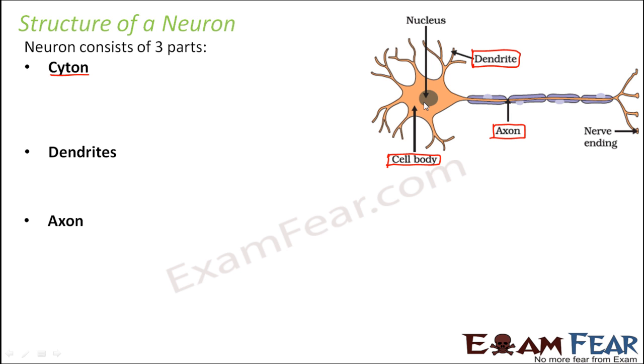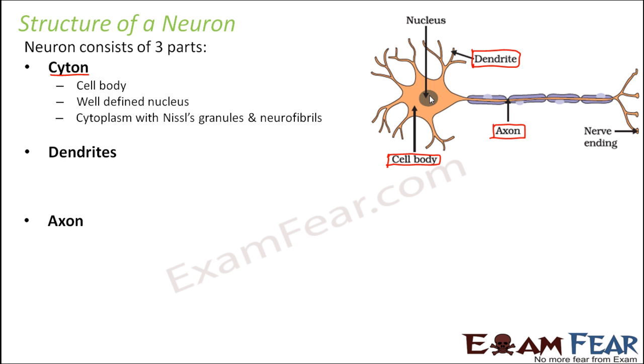So let us talk about each of them in detail. Cyton is nothing but a different term for the cell body. It has a well-defined nucleus, as you can see here, and it also has cytoplasm. The fluid which is present all around here is the cytoplasm. And this cytoplasm has other particles like Nissl's granules and neurofibrils.